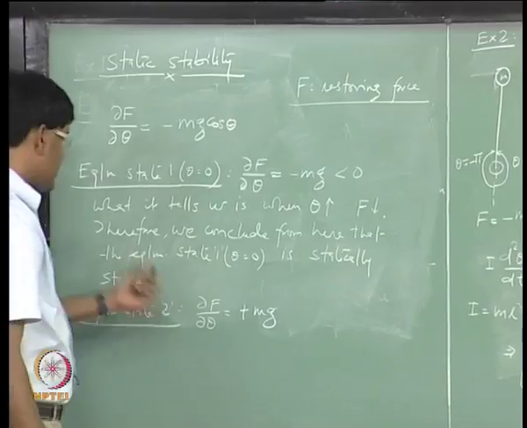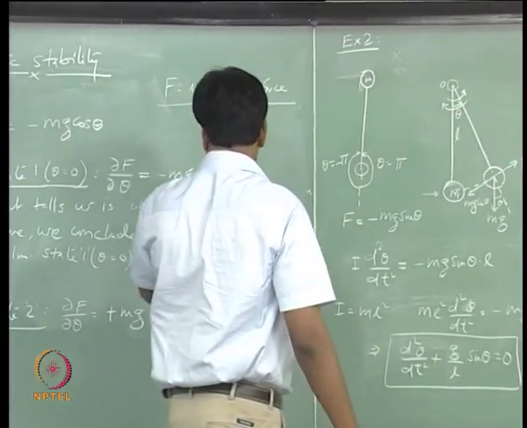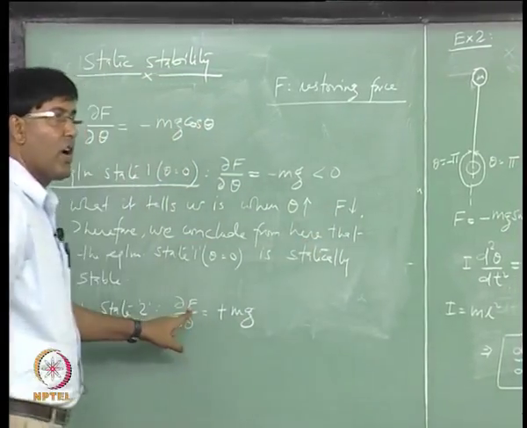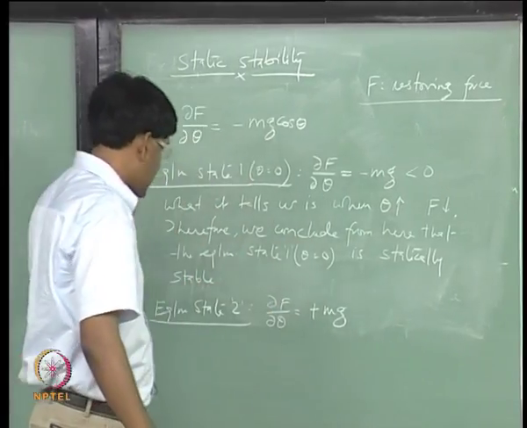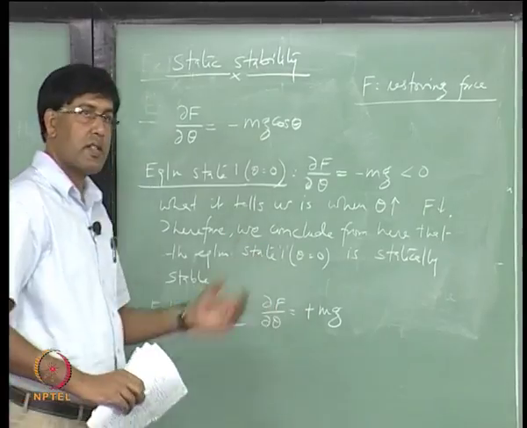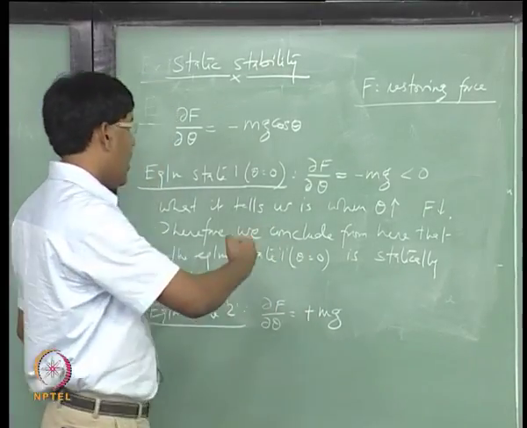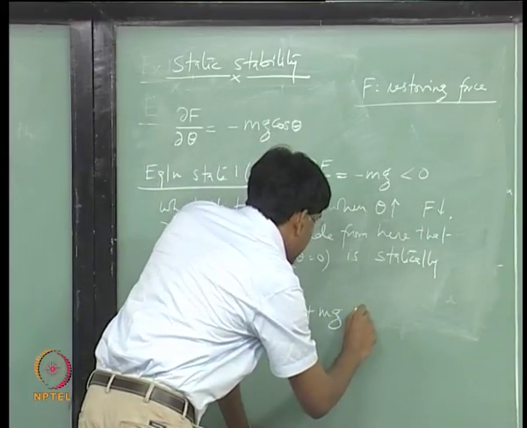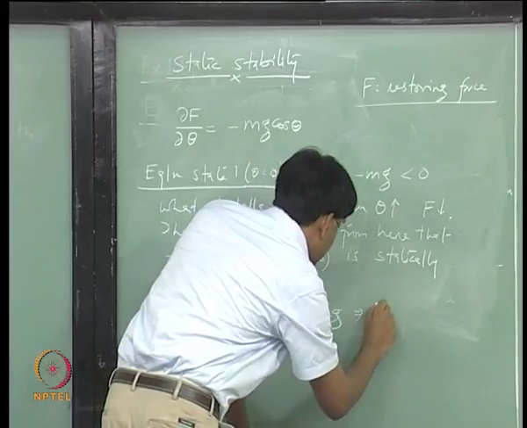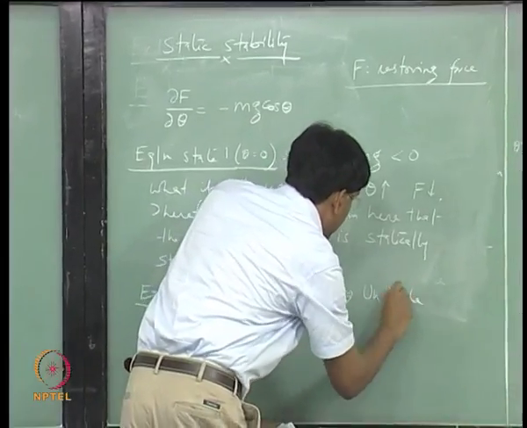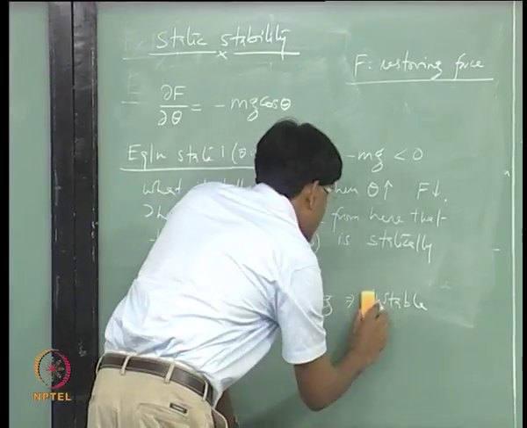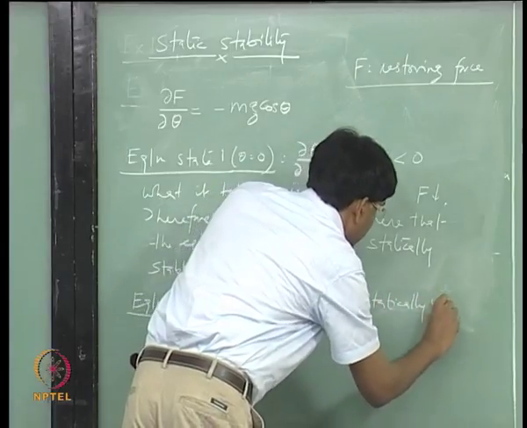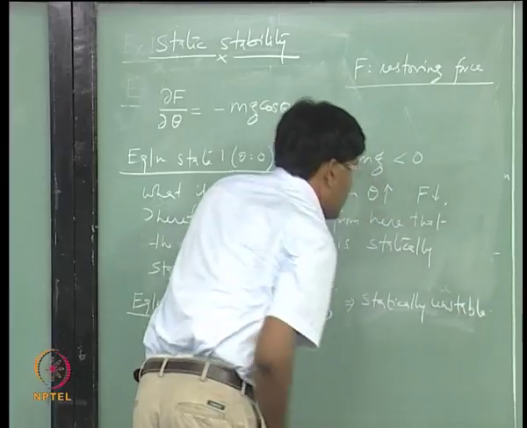Now, here what is happening is when the ball is disturbed from this equilibrium condition, this force along the motion of the ball along the increasing direction of theta is going to grow. So, it is actually taking the ball away from the equilibrium condition, and that is when we say that the equilibrium state 2 is statically unstable.